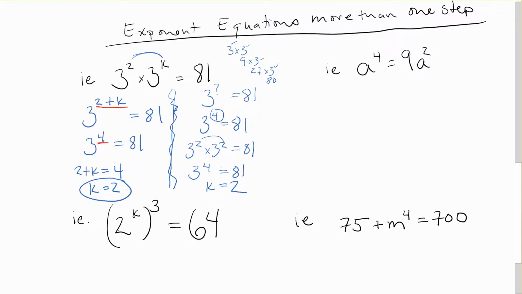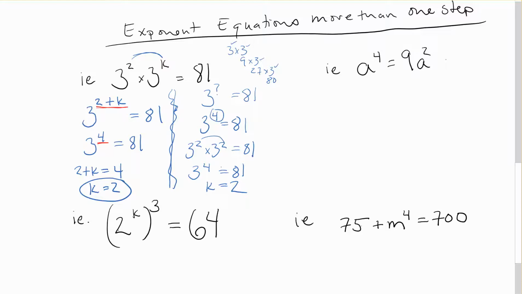So again, two different ways to visualize that same problem. Reminding ourselves that when you're timesing terms, you can add the powers. In the next example, I see that I've got terms on both sides actually. I've got a to the power of 4 on one side and a 9 times a to the power of 2 on the other side.